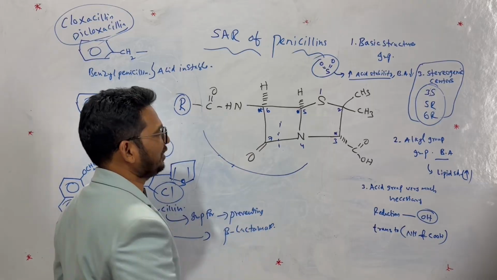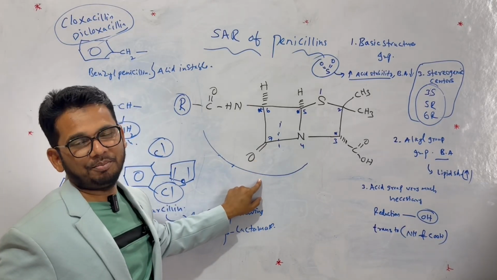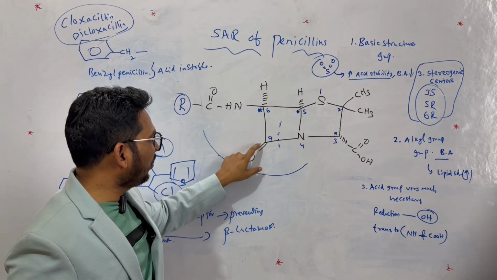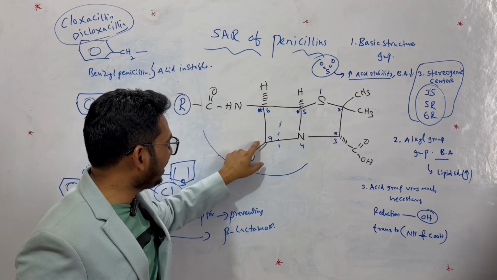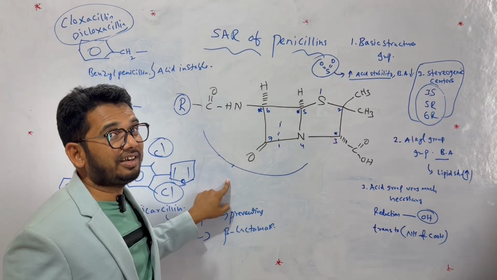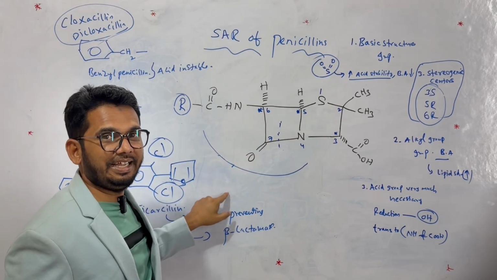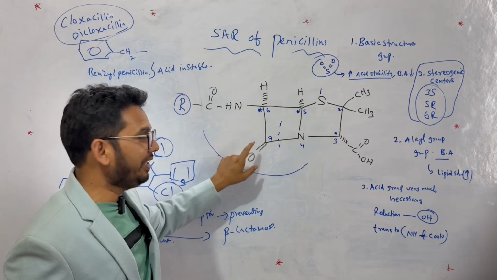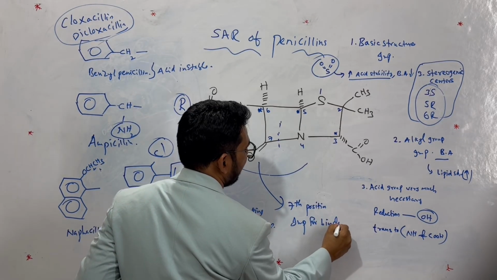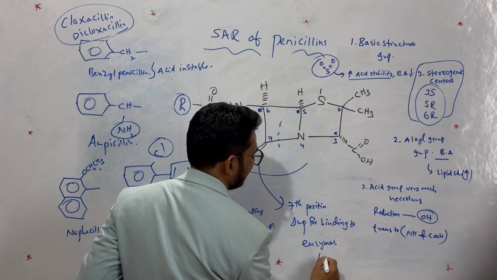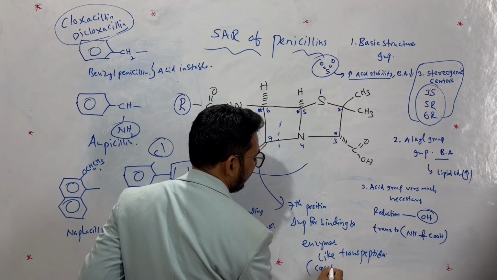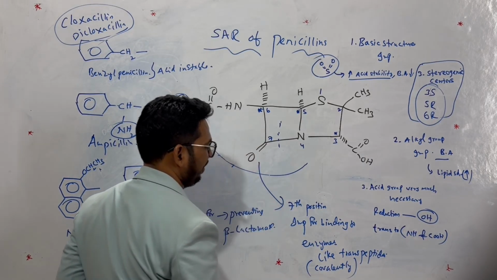And the 7th position, as usual, this ketonic group is very important, because I already showed in the mechanism in the last class that this carbonyl carbon is the one that binds with the transpeptidase enzyme covalently. That's why this is very important for binding with the enzyme. Which position? 7th position. Important for what? Binding to enzymes like transpeptidase. How will it bind? As I already showed, a covalent bond is going to be formed.